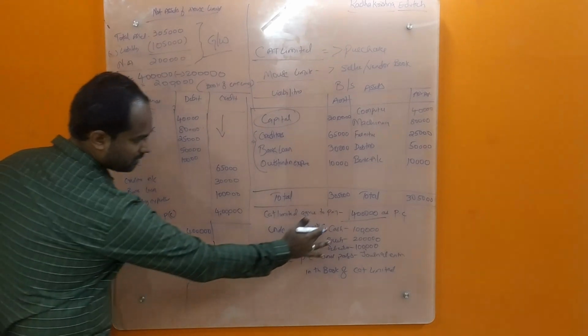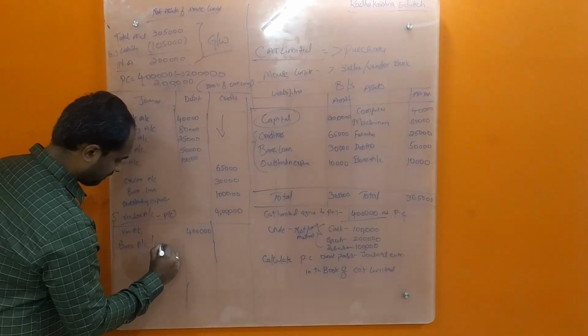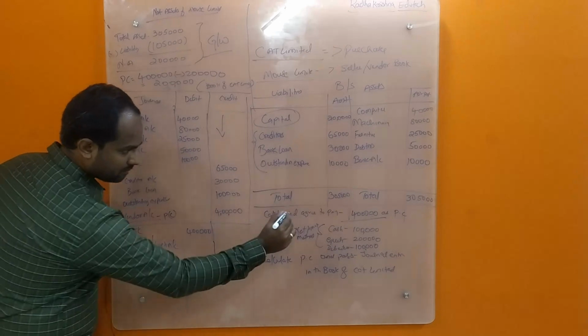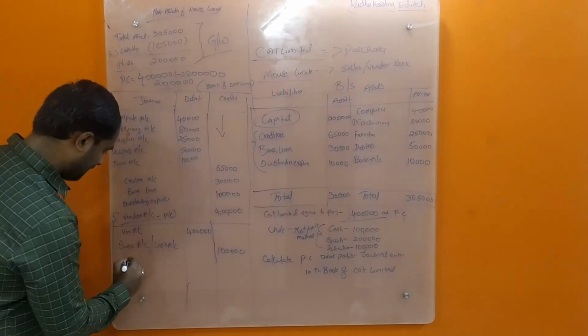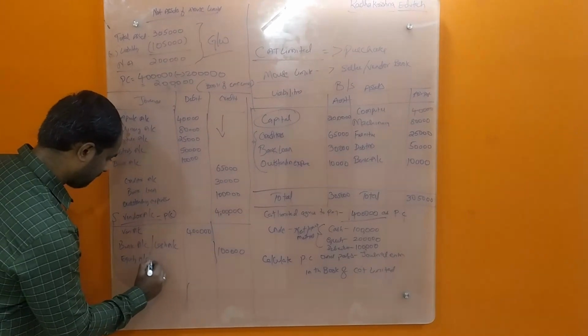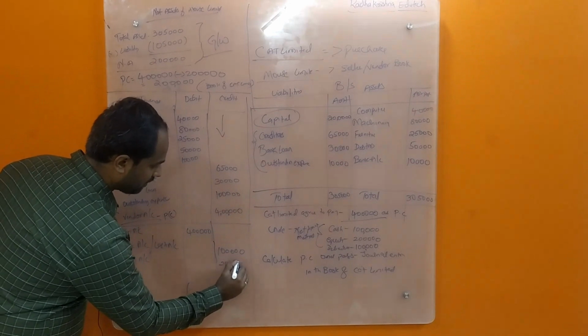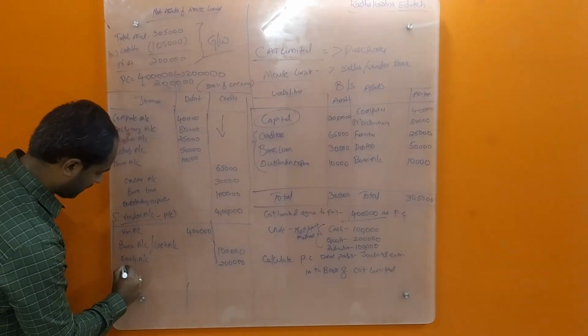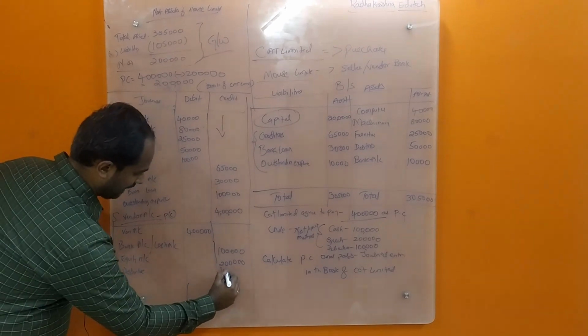Instead of 4 lakh, because they have already given it, right? Bank account or cash account, 1 lakh. Then your equity, 2 lakh. Then your debenture, 1 lakh.